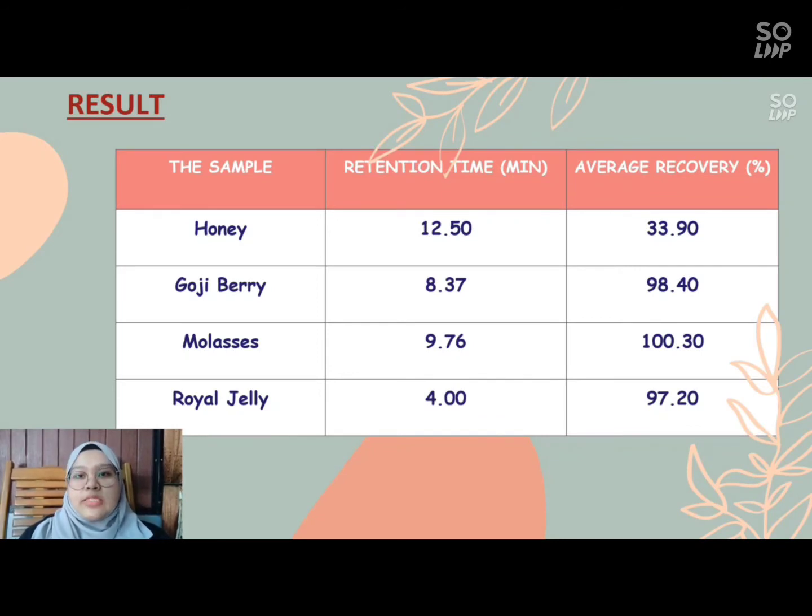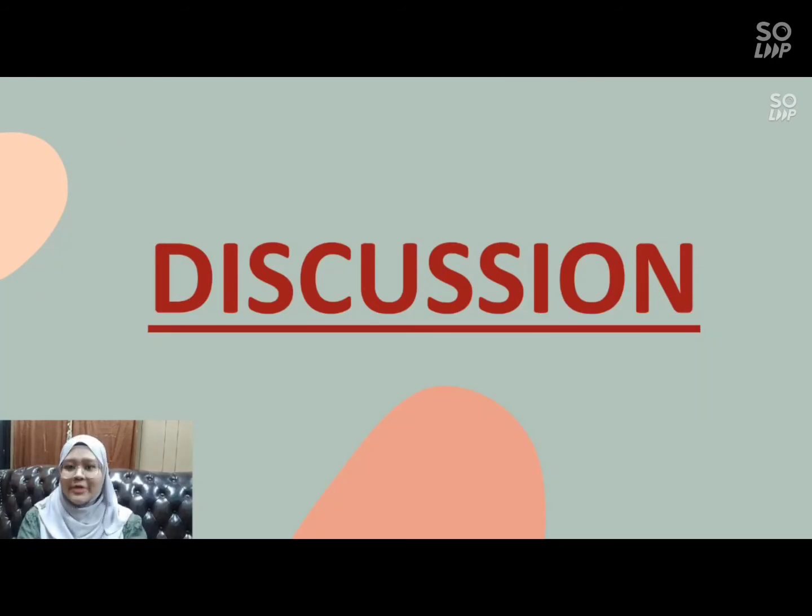The third sample is the molasses, with 9.76 retention time and 100.30% recovery. The last sample is the royal jelly, with 4 minutes and 97.2% average recovery. For the discussion part, we have 4 different types of samples, which are honey, goji berry, royal jelly, and molasses, to analyze glucose by using high performance liquid chromatography, which is HPLC.